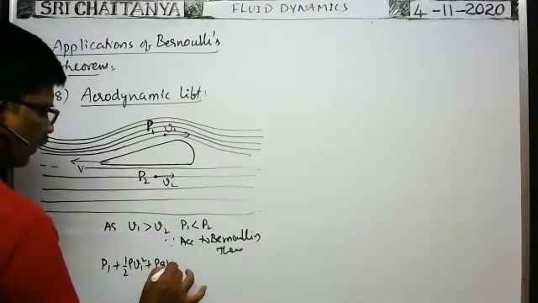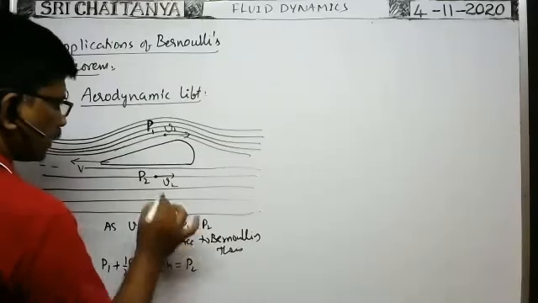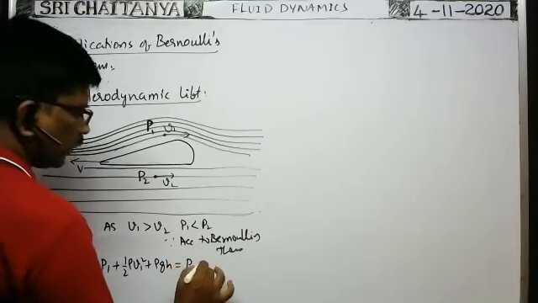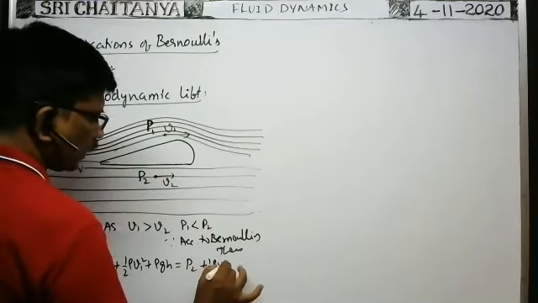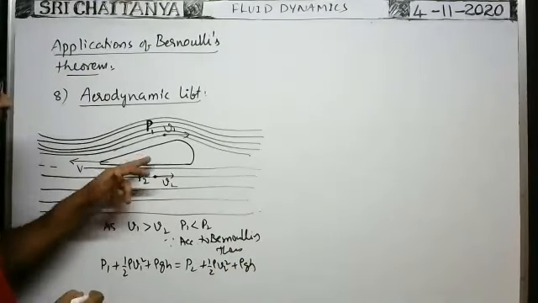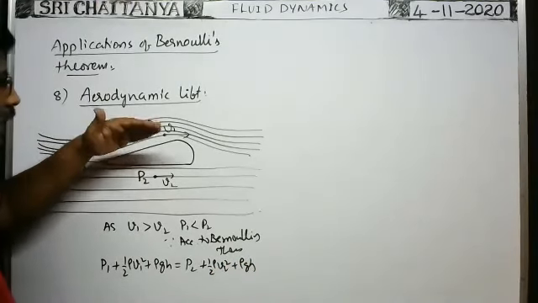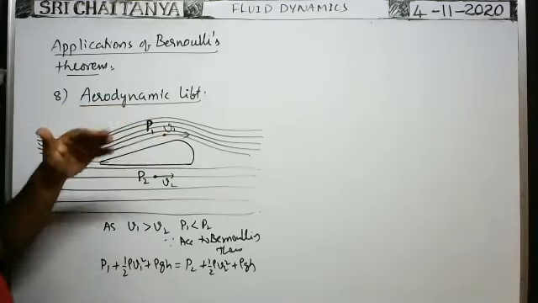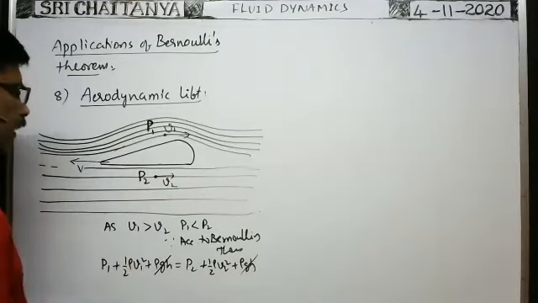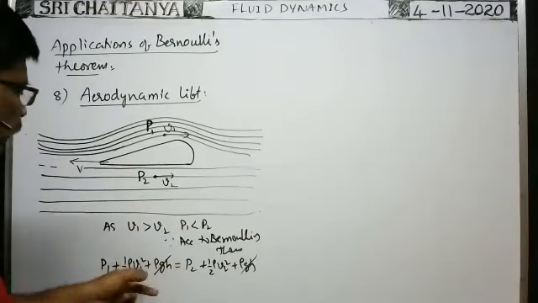Rho g h is equal to P2, the pressure at the bottom. The total energy of the air particles at the bottom is P2 plus half rho v2 square plus potential energy per unit volume, rho g h. Because this height is negligible when compared with the height of the aeroplane from the ground, rho g h cancels. Then, as P2 is greater, you write P2 minus P1.